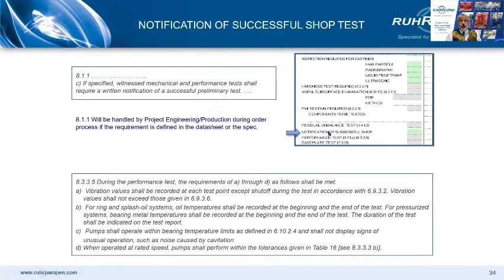Notification of successful shop test. Hardly necessary, really. It references 8.1.1c and 8.3.3.5. I mean, it's no problem. It would be usual, of course, before calling the customer in for a witness test.